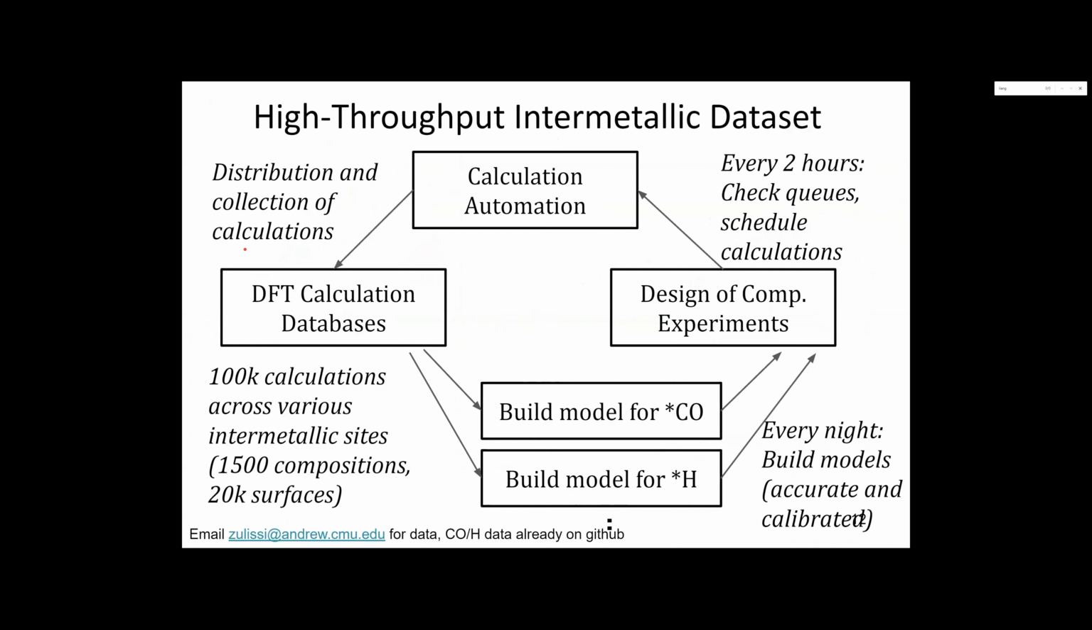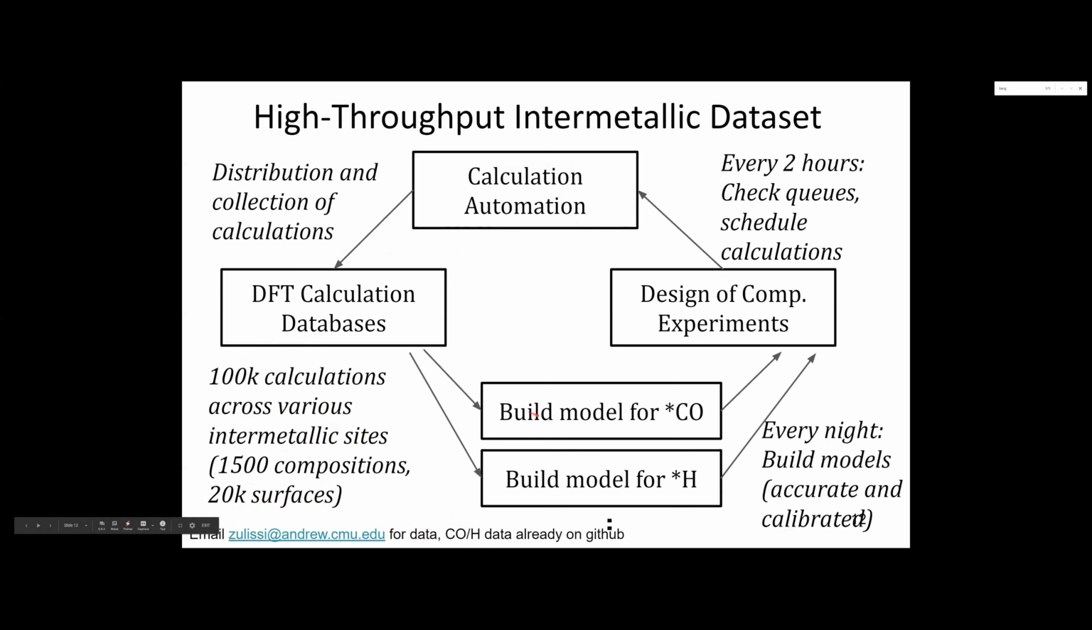So we've had a system running online for about the past 2 years. This system runs every night. We're trying to find intermetallics with various properties based on descriptor arguments and otherwise. There's an automation component. We run about 200 calculations a day across different intermetallic compositions and surfaces. These are collected in a database. Over the past 2 years, we've done about 100,000 calculations across different compositions and surfaces and different types of sites and adsorbates. We published the CO and hydrogen data already on GitHub, and we're publishing the rest as they come out in papers. If you're interested, shoot me an email.